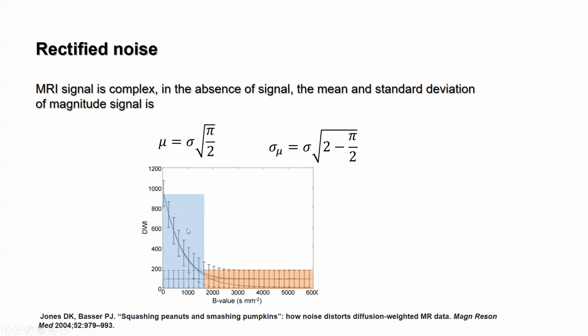For instance, this figure shows the decay of a DWI signal with b values. The signal should be 0 at very high b values, but because of the rectified noise, non-zero mean value, it fluctuates around a fixed positive value. So in the blue region, we can consider the noise to be Gaussian, but in the brown region, the noise is dominated by rectified noise.